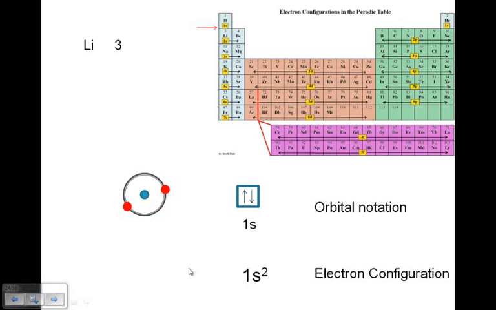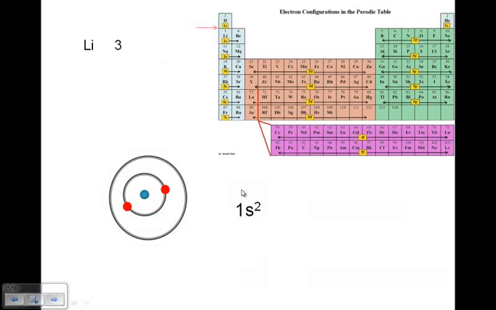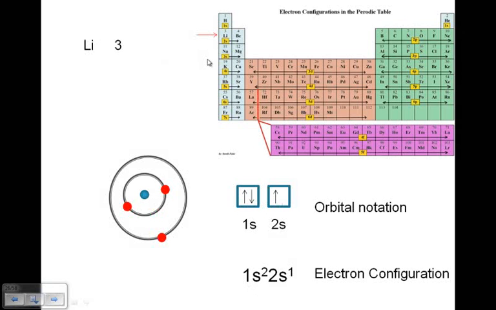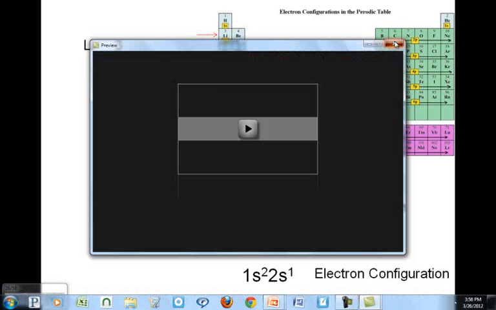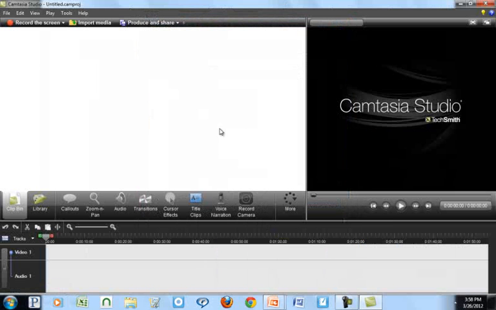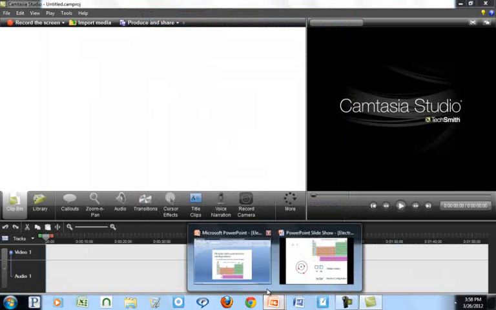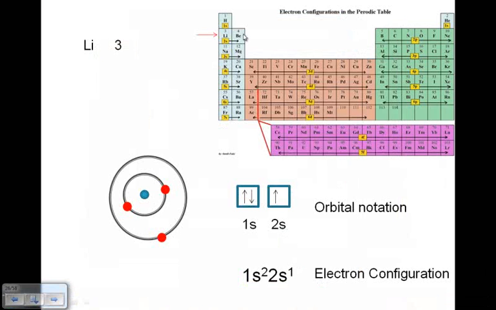So the next element is lithium. Now lithium is right here. So I need another shell, because this is the second shell. So I add a shell, and this is a second shell, it starts with a 2s. So I've got 1 electron in my 2s, so I have a 1s2, this is filled, and I have a 2s that has 1 electron as my electron configuration.